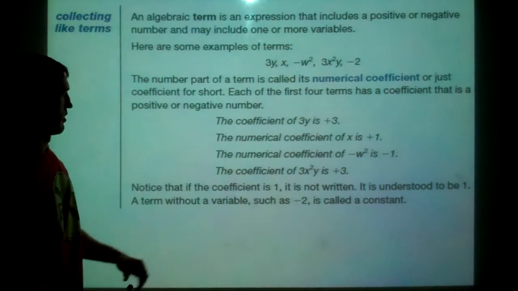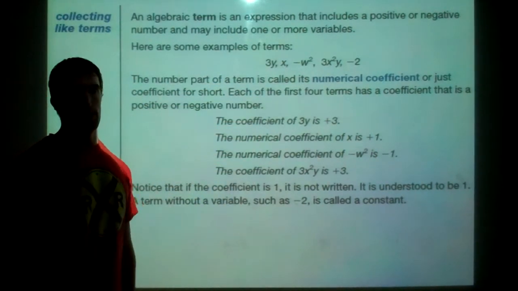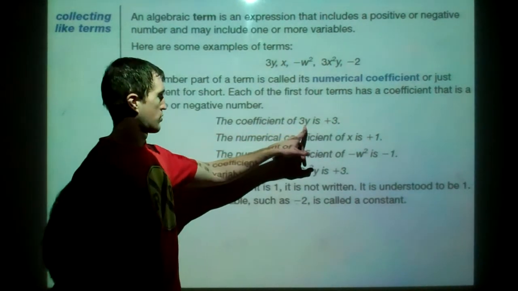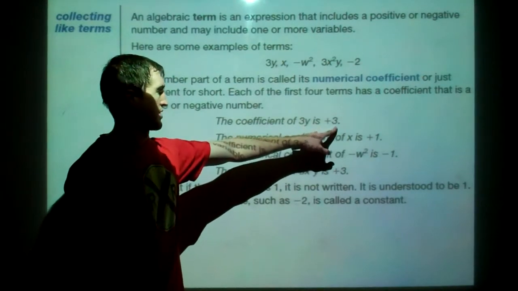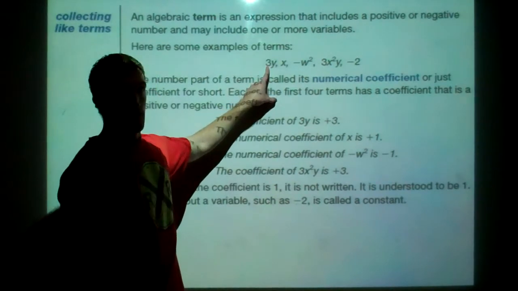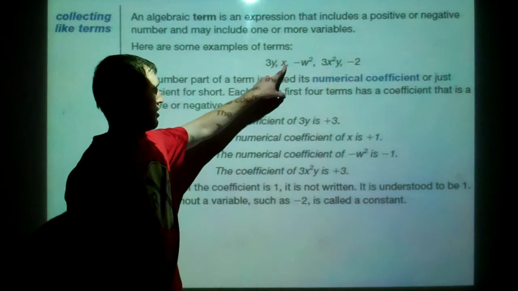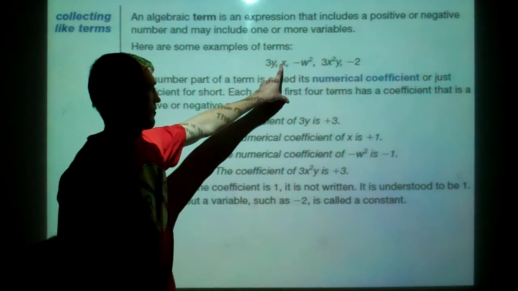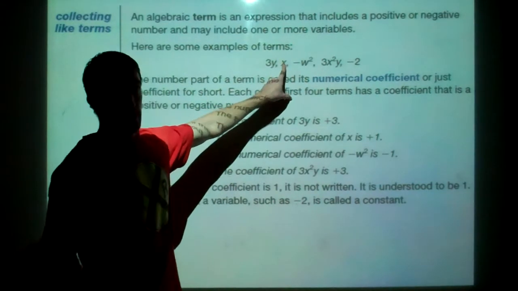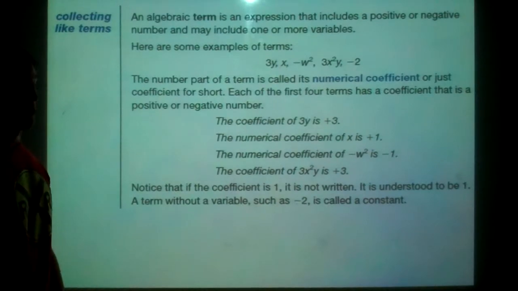So they take each of these and they show us what the coefficient would be. Big words, nothing to be afraid of though. So the coefficient of 3 times y, or 3y, is positive 3. It's not negative, so that means it's positive, and the number in front of it is 3. The coefficient of x is positive 1, because it's not negative and doesn't have a minus sign. If you don't see a number there, that means 1 is there, because remember 1 times anything is itself anyway.